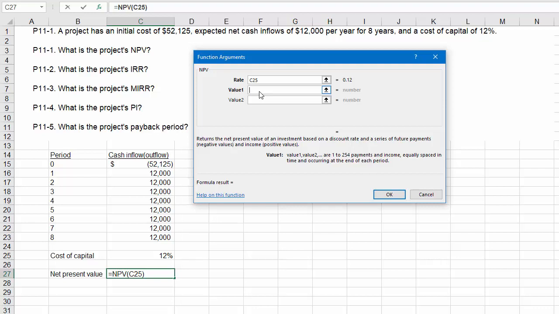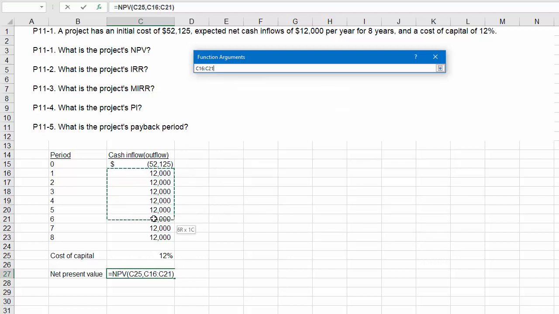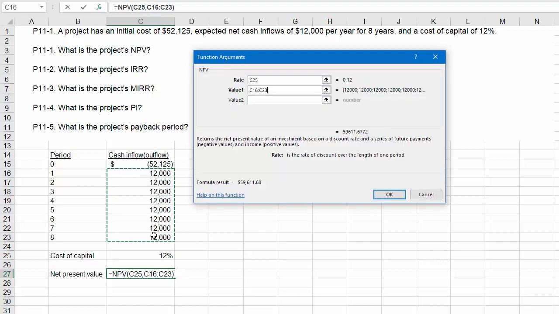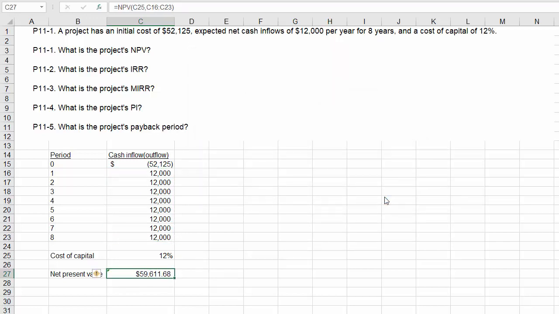Now, read what value 1 says. It's payments equally spaced in time occurring at the end of each period. So the end of the first period is when we have to put in that information. We can just highlight all of it, and that will take. Now, when you're done with that, that's the net present value of just the positive cash flows.